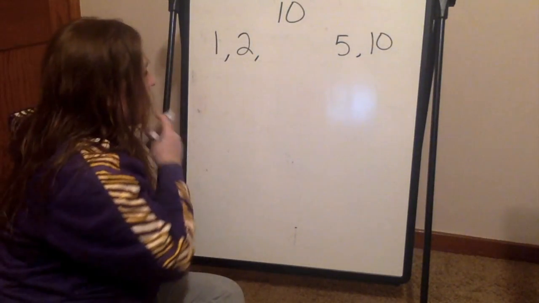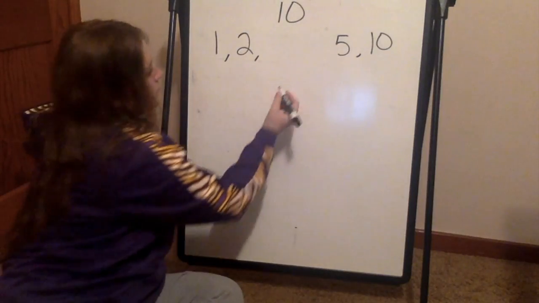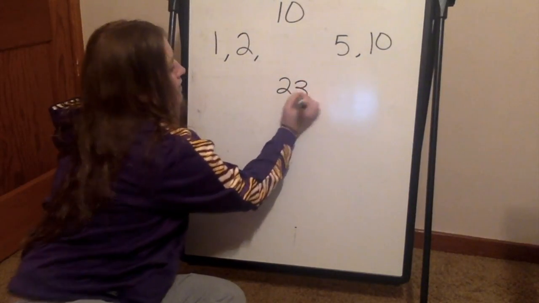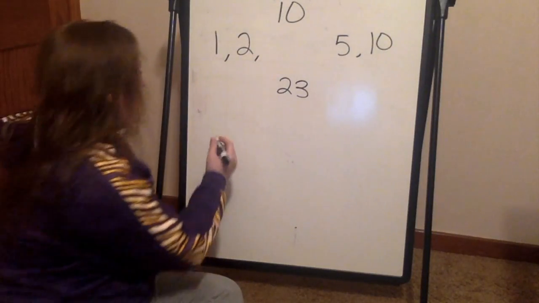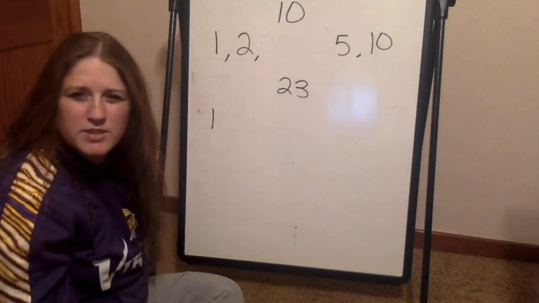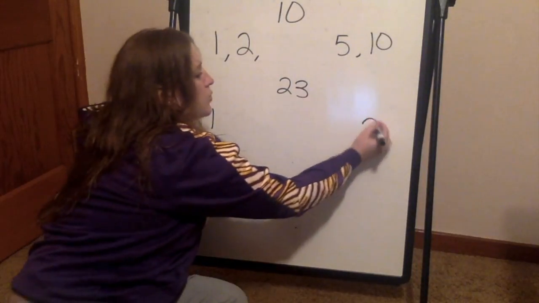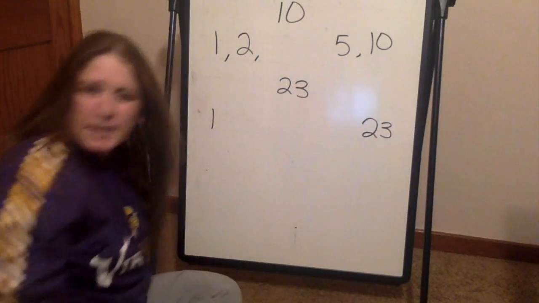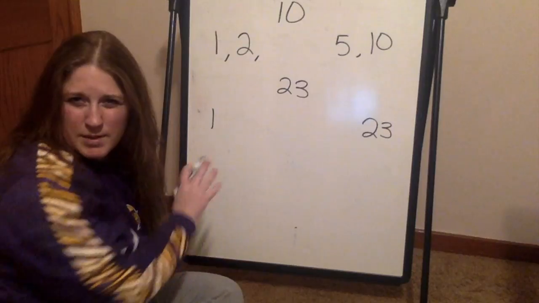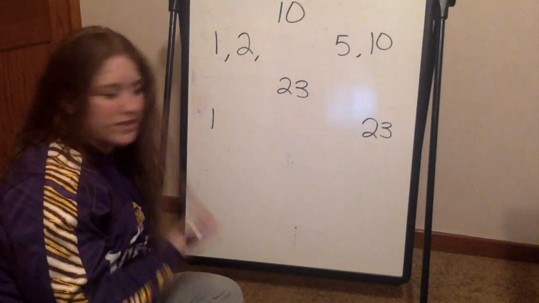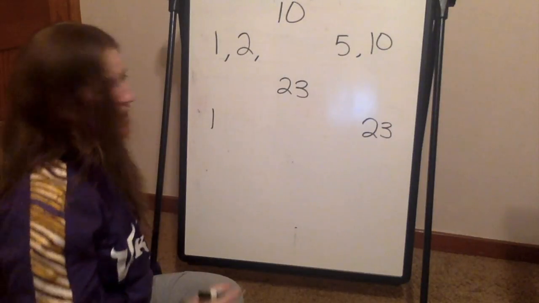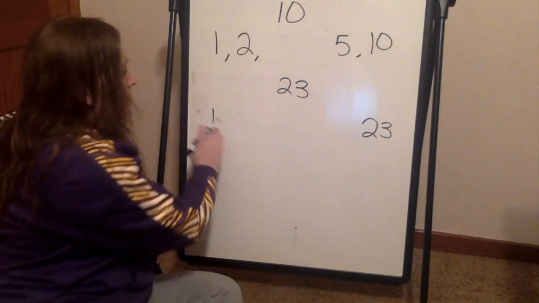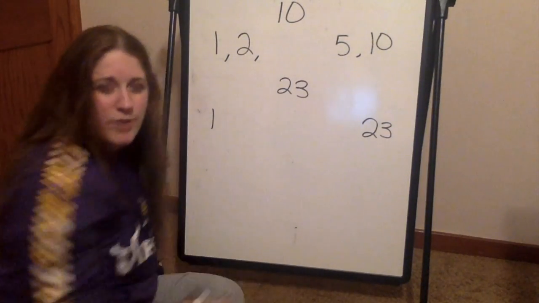Okay? If I have a number like 23, I always know that the number 1 is going to be a factor because if I took 1 times 23, I'm going to get 23. But the weird thing about 23 is there's no other factors. I can't take any other number times another number to get the number 23. So my only factors are going to be 1 and 23.